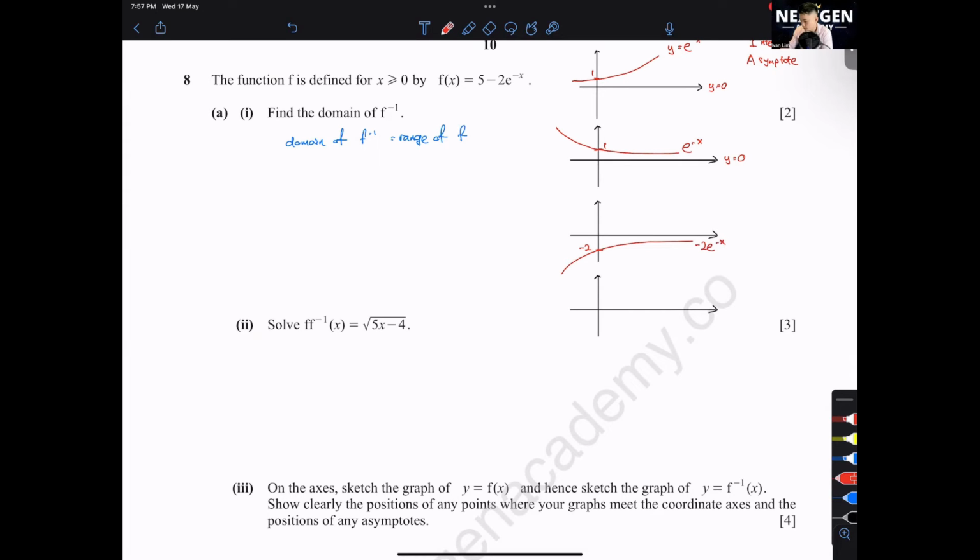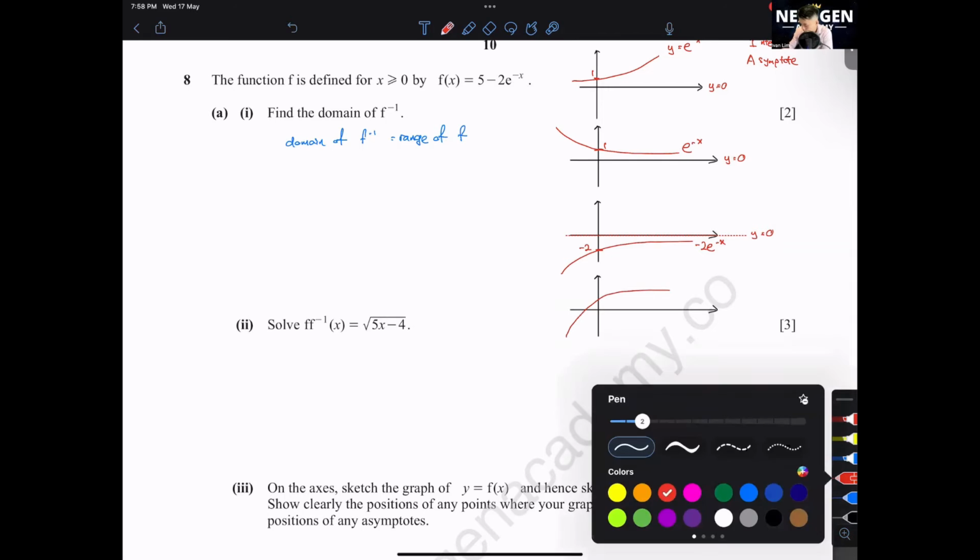This is actually a long explanation, but in the exam, you all quickly go and do this. Your asymptote will still be the same, because negative 2 multiplied by 0 is still the same. Then what happened? If you plus 5, 5 means your vertical translation, right? Your entire graph will shift up by 5. So now my graph looks like this.